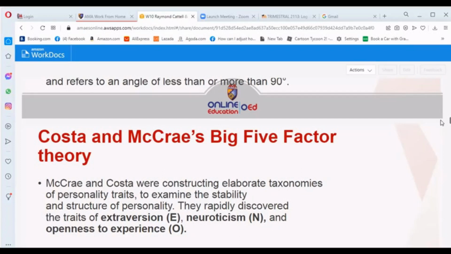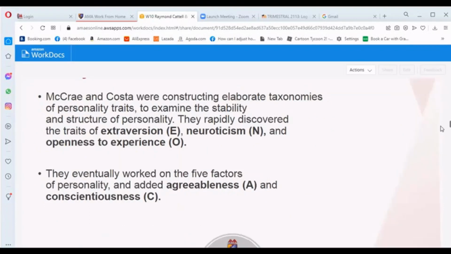These are the taxonomies of personality traits. Eventually they worked on the 5 factors of personality and added agreeableness and conscientiousness, and that is C.